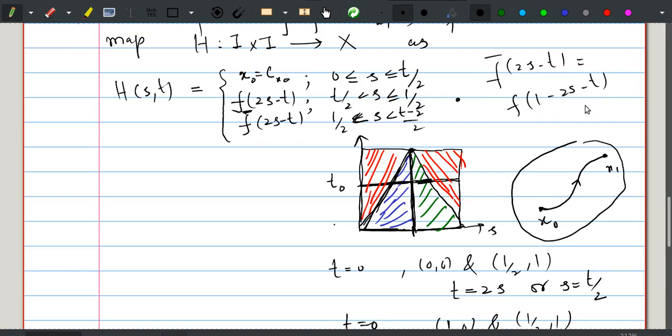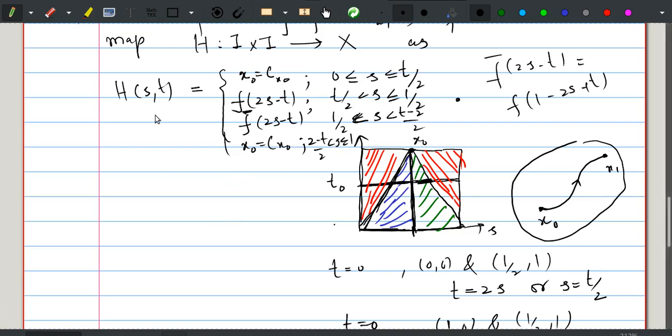And finally, in the next region, it again stays at x naught. So this is again x naught, which is c of x naught, in the remaining interval. So it is 2 minus t over 2 less than s less or equal to 1.